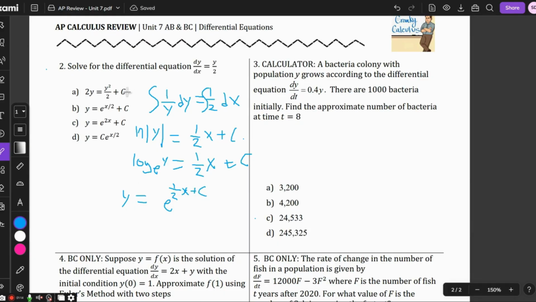But if we look at our answer choices over here, none of the answer choices actually match our answer. So what are we going to do? We are going to see how we can rewrite this equation. This is the same thing as e to the 1 over 2x times e to the c. And this e to the c, let's always remember that e is a number and c is also just a number. So this is basically a constant. So we can rewrite this as y equals big C, I'm just calling e to the c big C, and then e to the 1 over 2x. And if we look back to our answer choices, that matches answer choice D.